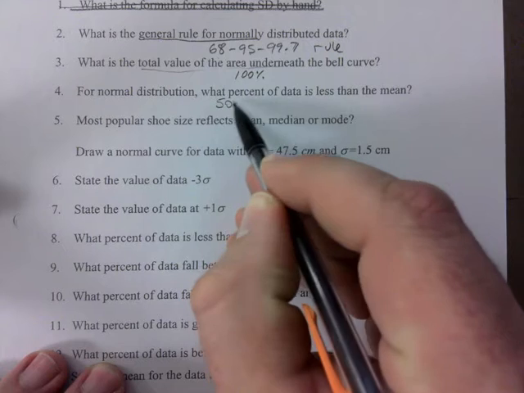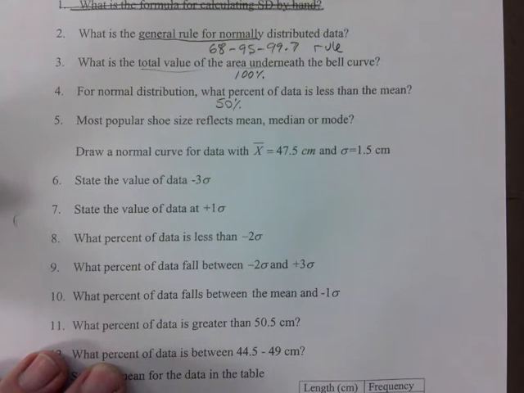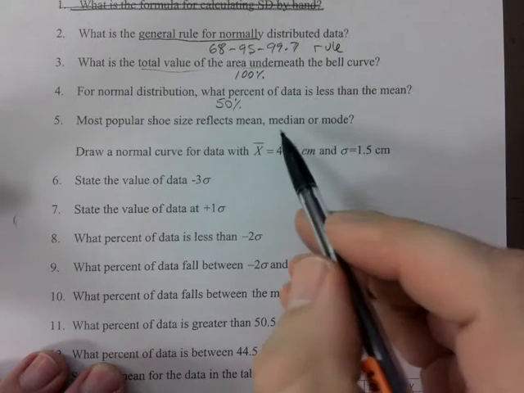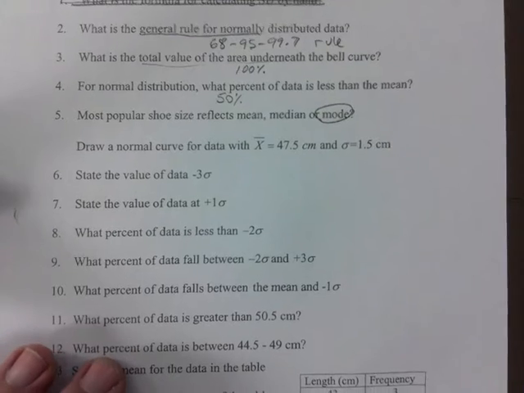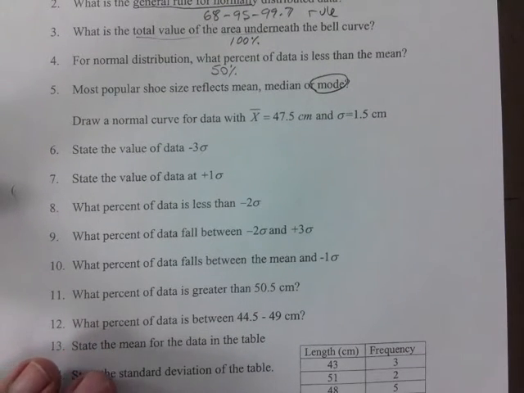For a normal distribution, what percent of data is less than the mean? That'd be 50%. 50% is greater. Now, the most popular shoe size reflects the mode, right? The mode is the number that occurs most often. Draw a normal curve. So you're supposed to do that.